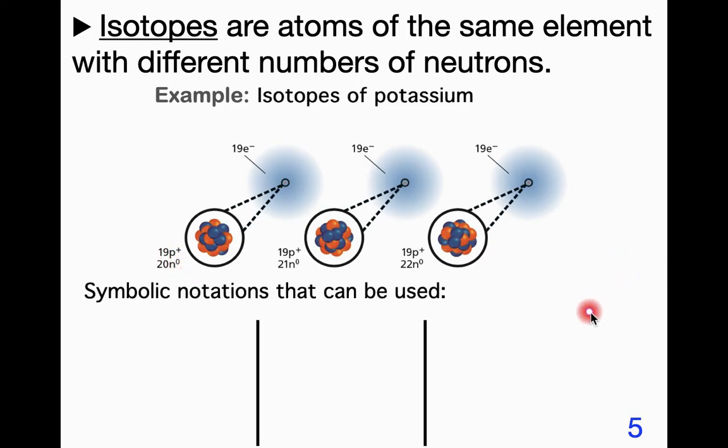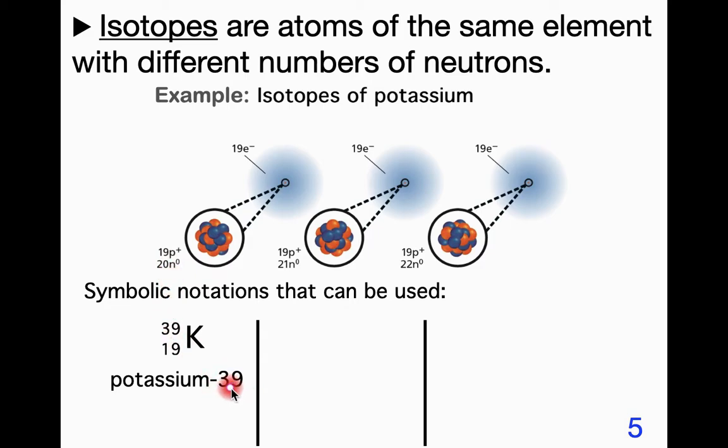Okay, now we have different ways of representing isotopes, and these are the symbolic notations that we can use. There's 3 different ones. You've already seen this first one. This is our symbolic notation, using the chemical symbol of the element, which would be a capital K, and then the 19 is the atomic number, and the 39 is the mass number. But we can also write it like this, where we write out the entire name of the element, and then hyphen mass number. And the 39 here, remember, is the mass number, the total number of protons plus neutrons.